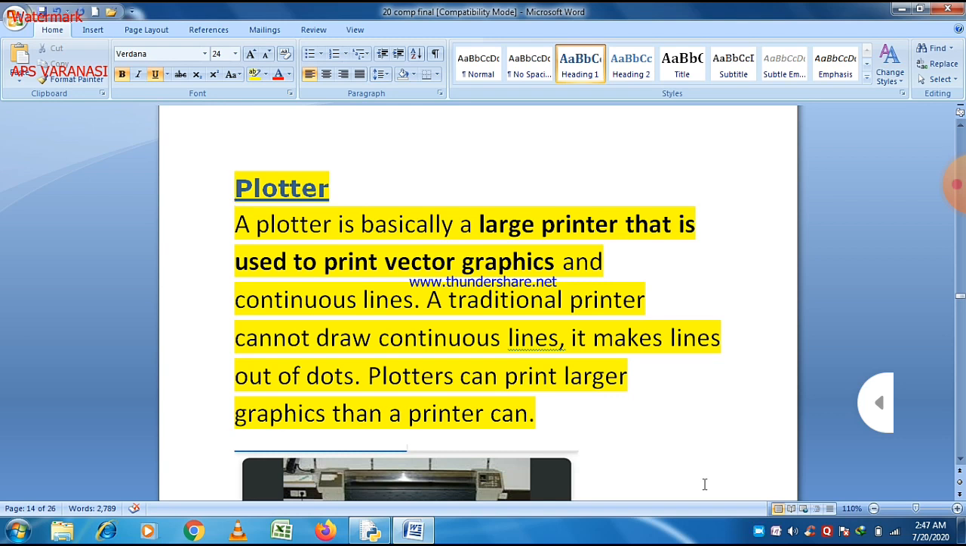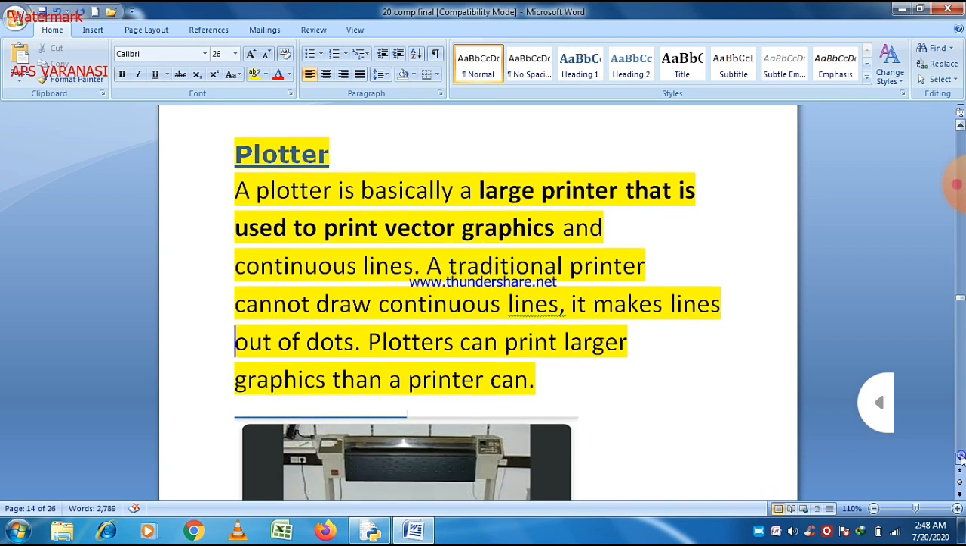A plotter is basically a large printer that is used to print vector graphics. The important point is, it is used to print vector graphics and continuous lines. A traditional printer cannot draw a continuous line, it makes lines out of dots, and a plotter can print larger graphics than a printer. So they use vector graphics, meaning straight lines.